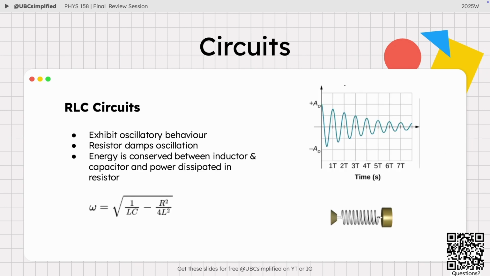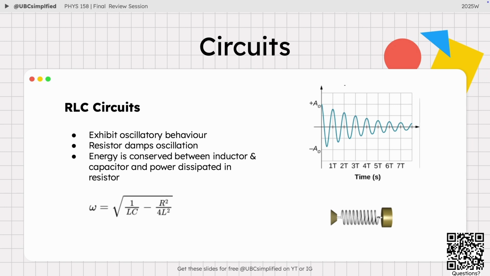Okay, now we can combine our RL circuits with RC circuits, and we get RLC circuits. These are circuits which have an oscillatory behavior, because the energy in the circuit gets transferred between the capacitor and the inductor. So this behaves just like a spring. Like in physics 157, we had the oscillating springs. It's exactly the same idea, except all of our numbers and constants are different.